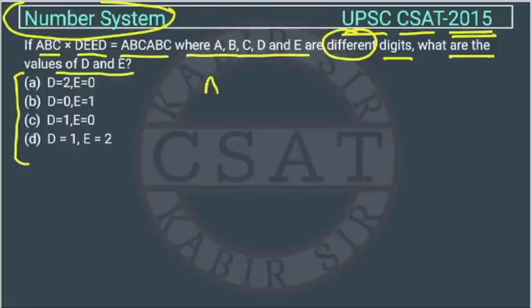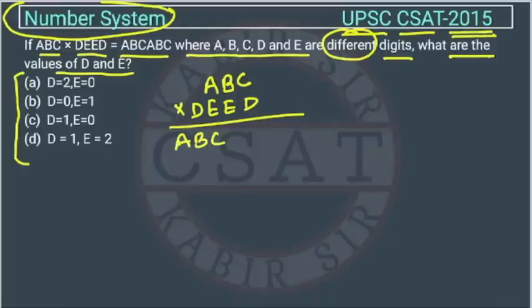So they are saying there is some number ABC which is being multiplied with DWD, and we are getting the answer ABC and ABC, and this is getting repeated twice, right? And the question is saying that there are different digits. They are not saying anything about ABC. They are talking about only the value of D and E. So it means this property is dependent upon the value of D and E only. So it has no dependency on the value of ABC.